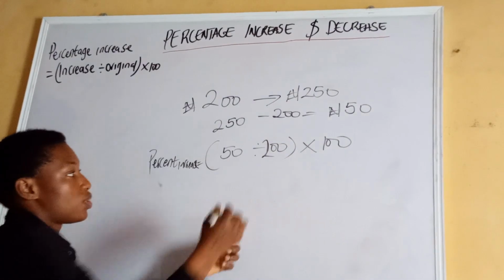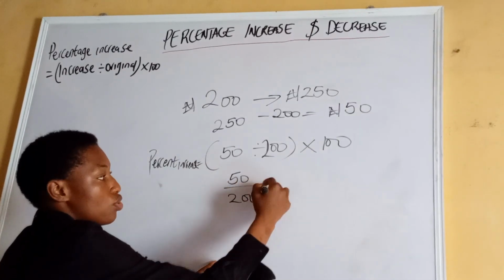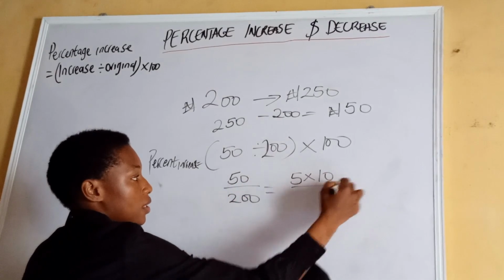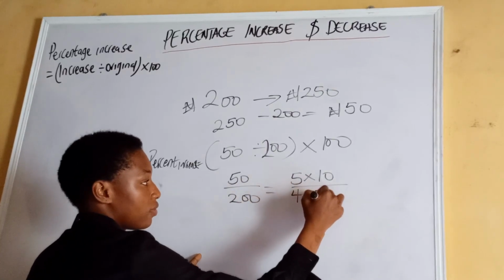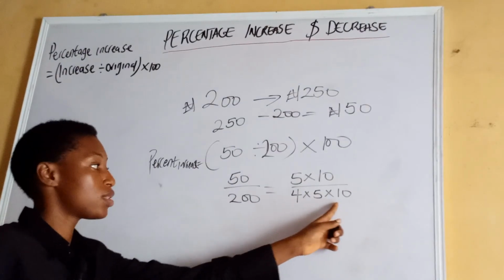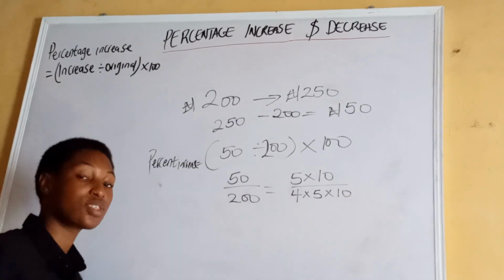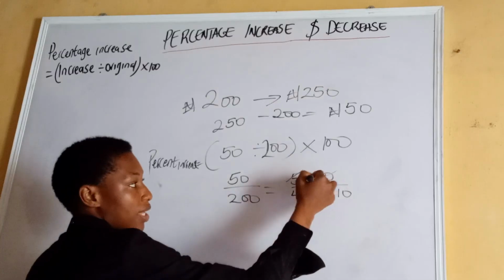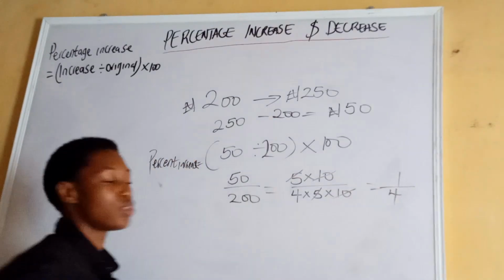50 divided by 200, we can just write it out like this. You know your 5 times 10 is 50. And for 200, you know 4 times 5 times 10 is 200. 5 times 4 is 20, 20 times 10 is 200. This is just simple expansion, so it's easier to calculate. And so 5 will divide 5, that's 1. 10 will divide 10, and you are left with 1 all over 4 as your answer.